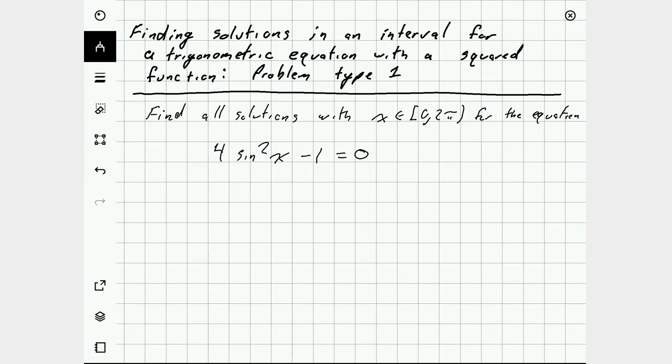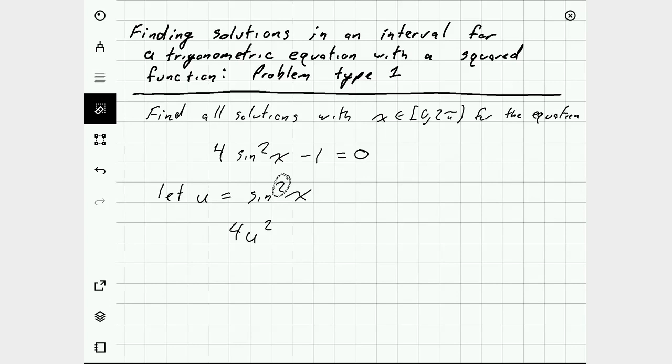There are a couple of ways you can approach this problem. I think that it is the most obvious to see what's happening by starting with a u substitution. Let's let u equal sine squared of x, so that I get 4u squared. I'm sorry, u is not sine squared of x, u is sine of x, because sine squared of x is going to be u squared. 4u squared minus 1 is equal to 0.